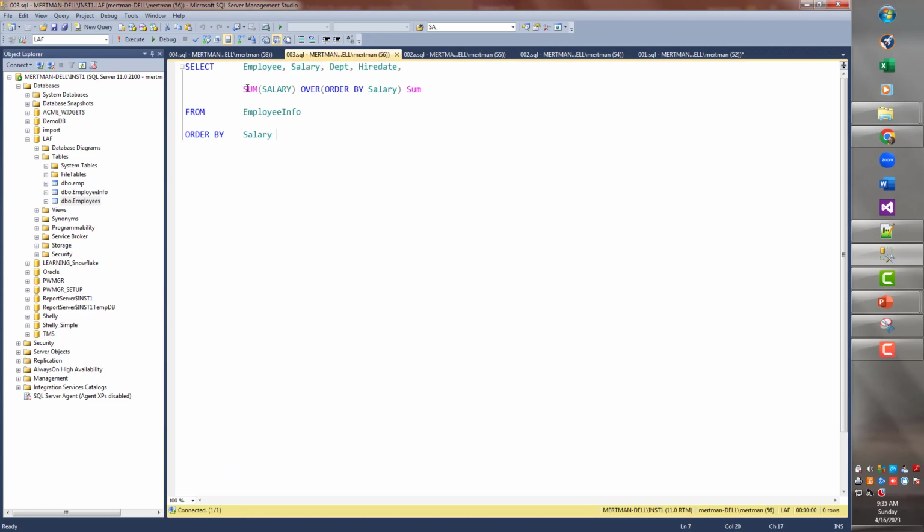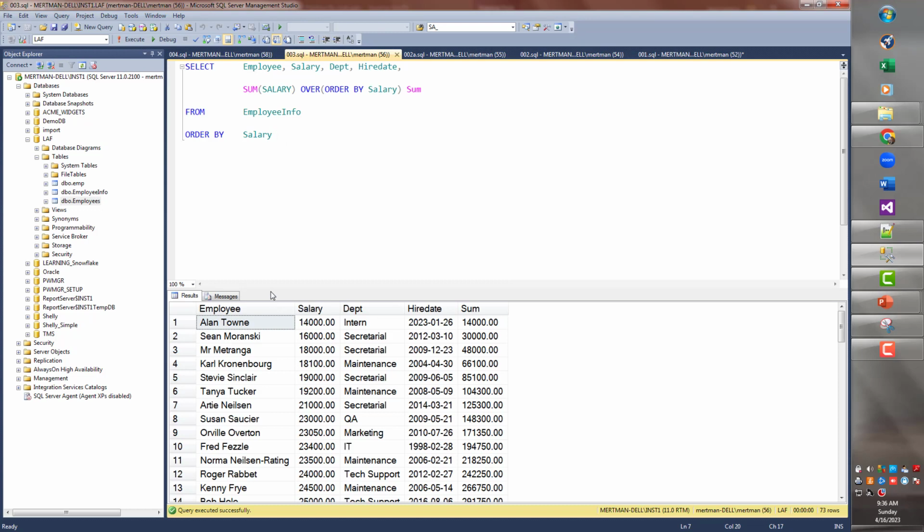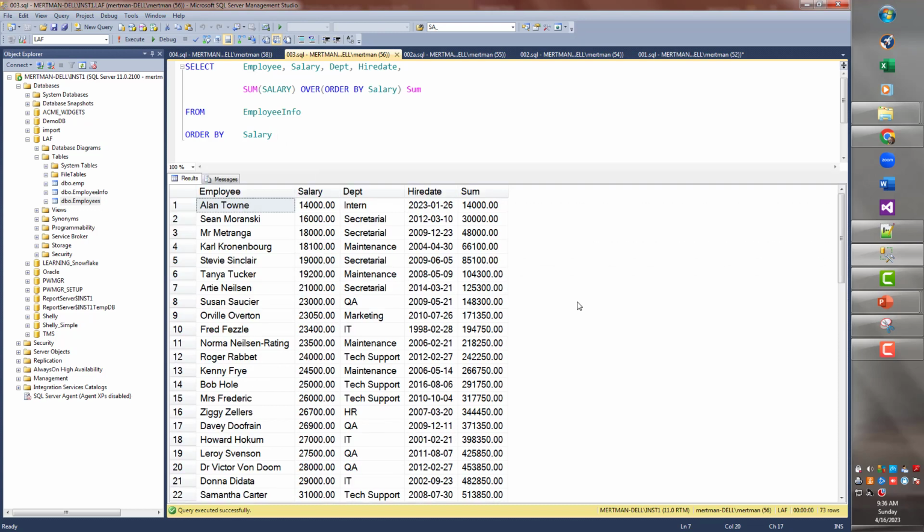So what I'm going to do is I'm going to say sum salary. Now this is the part that may be new for you. We have this thing called over. Just kind of bear with it. And then I'm going to say order by salary, and then I'm going to call that sum. Watch the magic that happens here. See, it's kind of like a group by, but not really. It's not really like a group by.